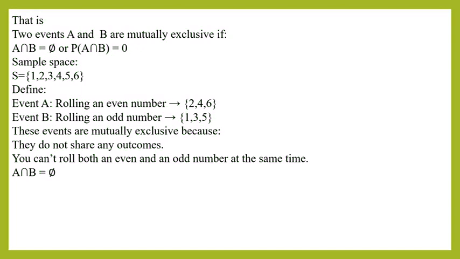Example, sample space: assuming we throw a die which gives us 1, 2, 3, 4, 5, 6. We define our event A as rolling an even number, which is 2, 4, 6, and our event B as rolling an odd number, which is 1, 3, 5. These events are mutually exclusive because they do not share the same outcomes. You cannot roll both an even and an odd number at the same time. So since there is nothing common between events A and B, A intersection B will give us null, which is empty.